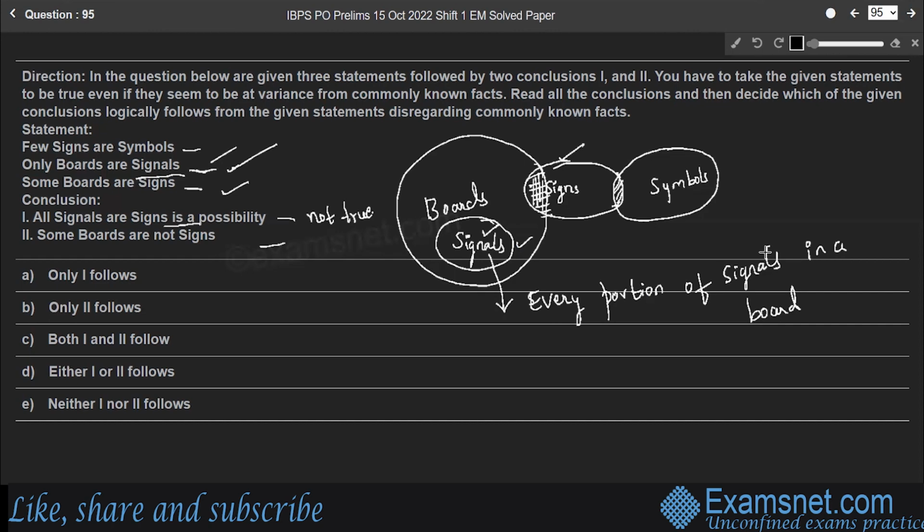It is not true. And the second one, some boards are not signs. So here the set of boards and signs. So only boards are signals, some boards are signs. Here the third statement, therefore some boards are not signs, a true conclusion. Because of the third statement, some boards are signs and the remaining boards are not signs. Therefore, the second conclusion is true. Therefore, only 2 follows.